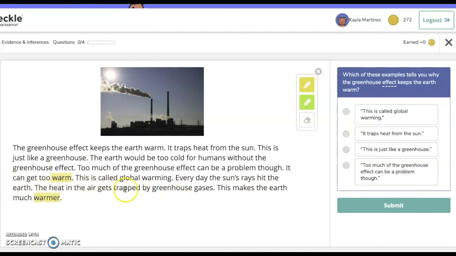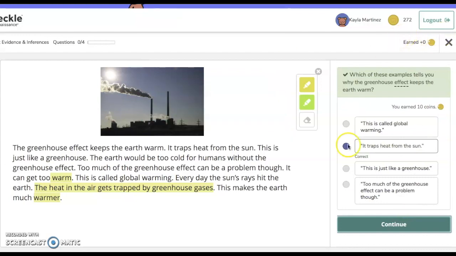The heat in the air getting trapped by greenhouse gases is what makes the earth warmer. See how those two sentences are connected? They go together. So is it just because it's called global warming, making that the name, why it's warm? No, that's just the name for it. Which of these is the specific reason why the earth is warm? It traps heat from the sun? Yes, excellent job.